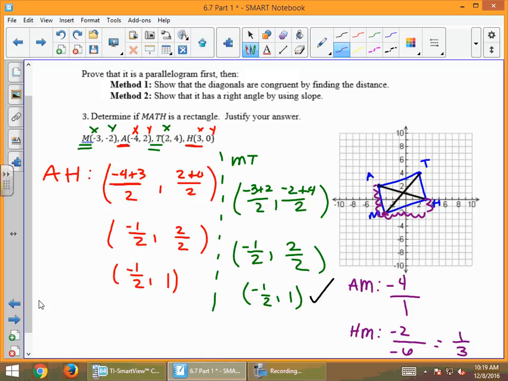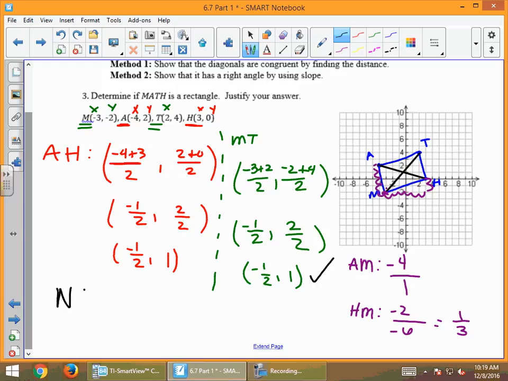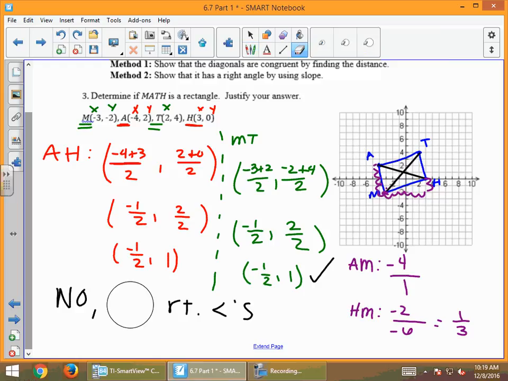Are these opposite reciprocals? No. Yes, they're opposite signs. One's over 1, the other one's under 1, but that bottom number is not the same. So these are not opposite reciprocals. Which means this guy right here, M, is not a right angle. So because it's not a right angle, is this a rectangle? No. So your answer just means no, no right angles. Those who use the symbols, looks like a rectangle.